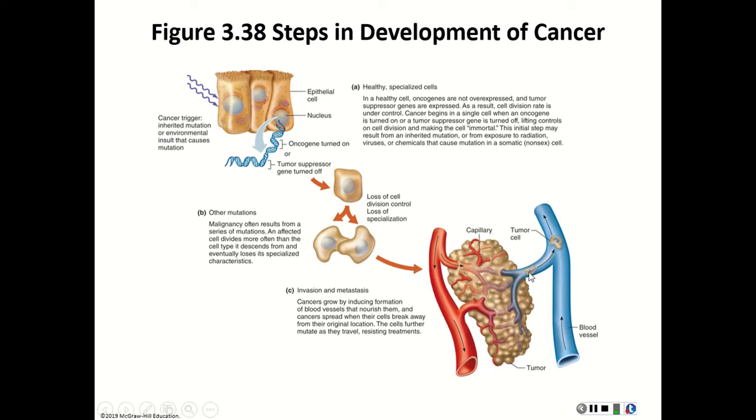They start invading locally, the local tissue surrounding it. They start invading the blood vessels. And you can see here that through the venous system, it might start reaching other organs as well.